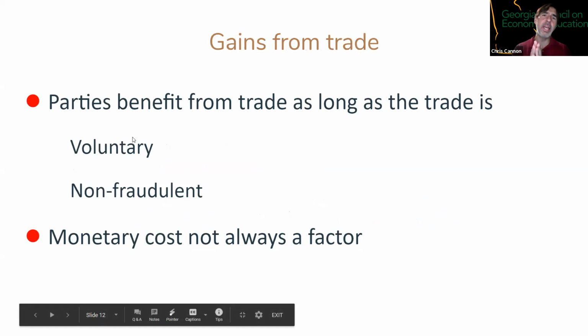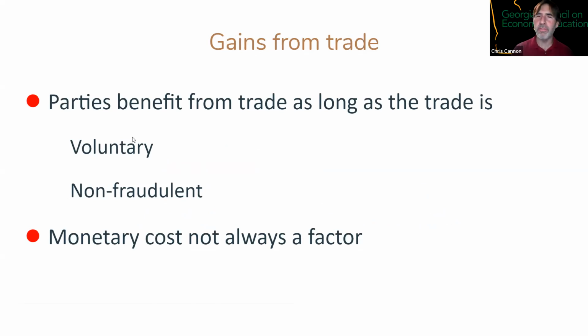Please, please, please, please, pretty please, when you teach this, stress the voluntary component. People gain from trade, buyers and sellers, as long as the trade is voluntary. Voluntary is really important. Like, I want to go to the store and buy a Cinnamon Toast Crunch, right? The store wants to sell me Cinnamon Toast Crunch. So when I take my money and I give it to them, they give me the box of Cinnamon Toast Crunch, we're both happy. We're both better off.